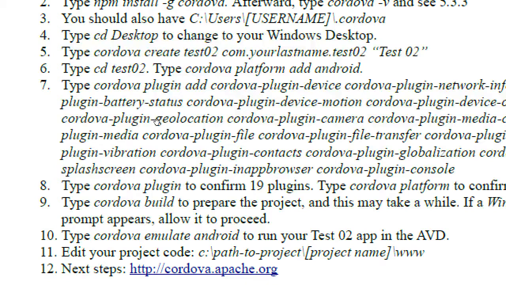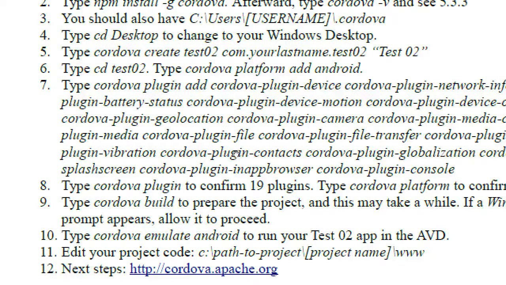So we could do, for example, cordova plugin add cordova-plugin-device, and that gives me extra device features. Then after pressing enter, I can type again cordova plugin add cordova-plugin-contacts to access the contacts of the device. Then I could also do cordova plugin add cordova-plugin-inappbrowser.